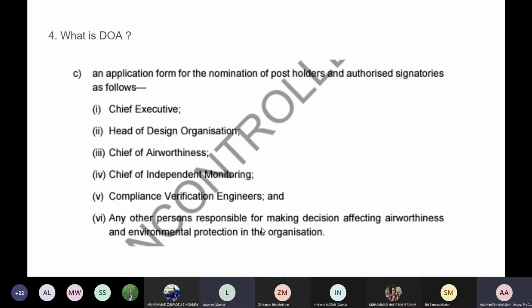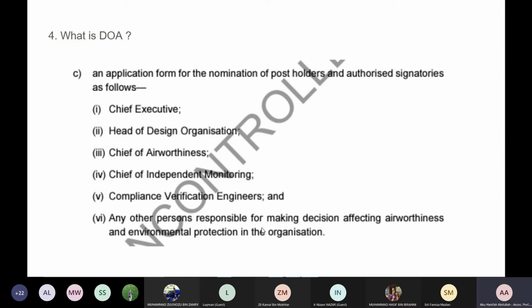The chief of independent monitoring is a person more or less like a QA, but it is not a QA, because in the design assurance of a design organization there is no QA. We have a design assurance system. However, he is the person required to develop the design organization manual, to maintain it, and to ensure everything is done according to the design organization manual. So he is the chief of independent monitoring. He need not be a technical person, but he is the person conversant with the quality management system.